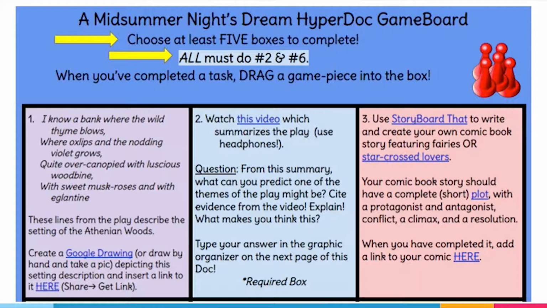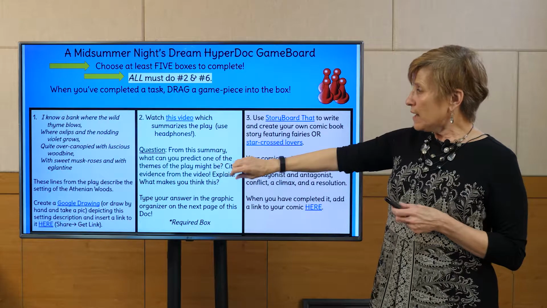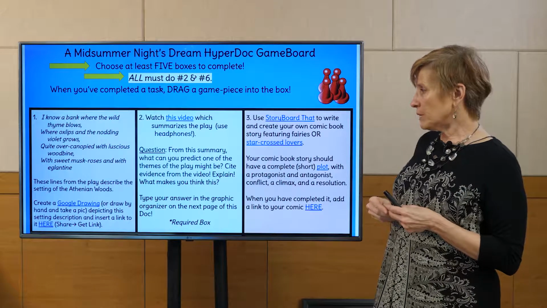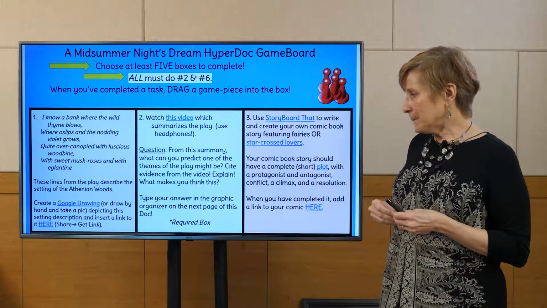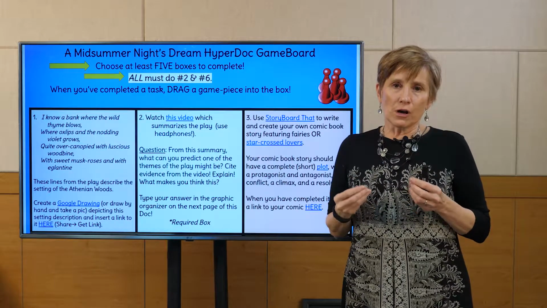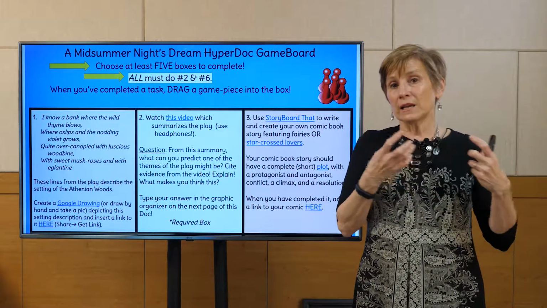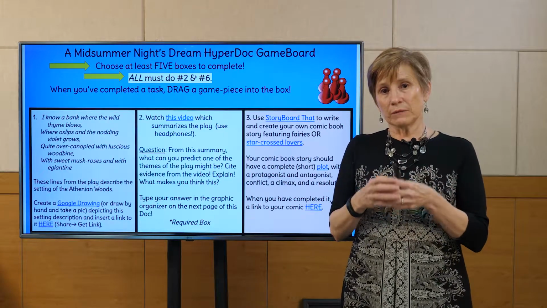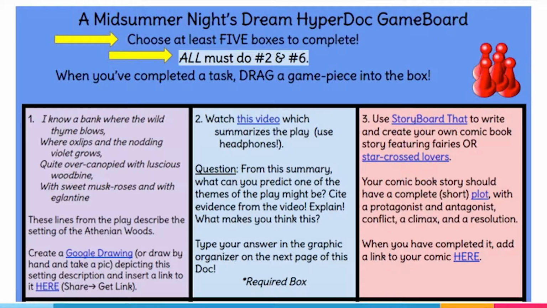So if we look at this required one, they watch a short video that's a summary of the play. Then what happens is that they have to be able to predict what one of the themes of the play might be, and they have to show evidence from the video. They need to explain their thinking. This is a really powerful cognitive strategy. When kids are making predictions, they're bringing in all their previous knowledge and experience in literature to one piece of work to be able to predict themes and then understand where their predictions are coming from.